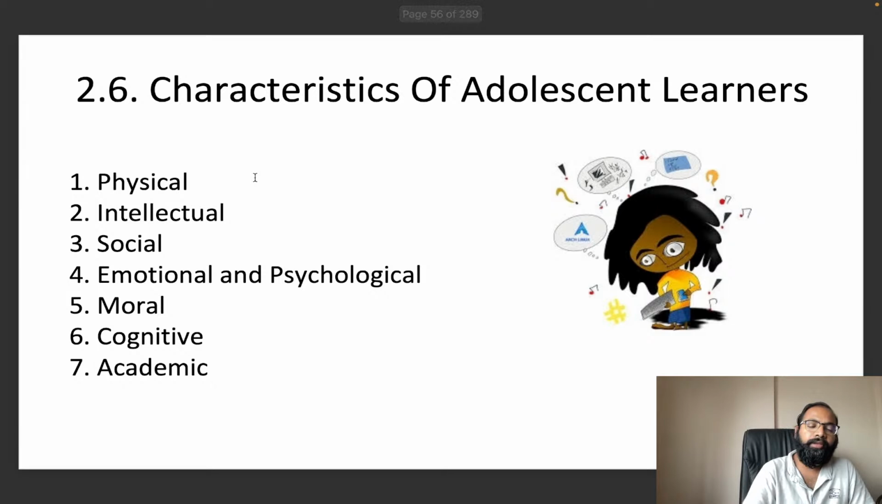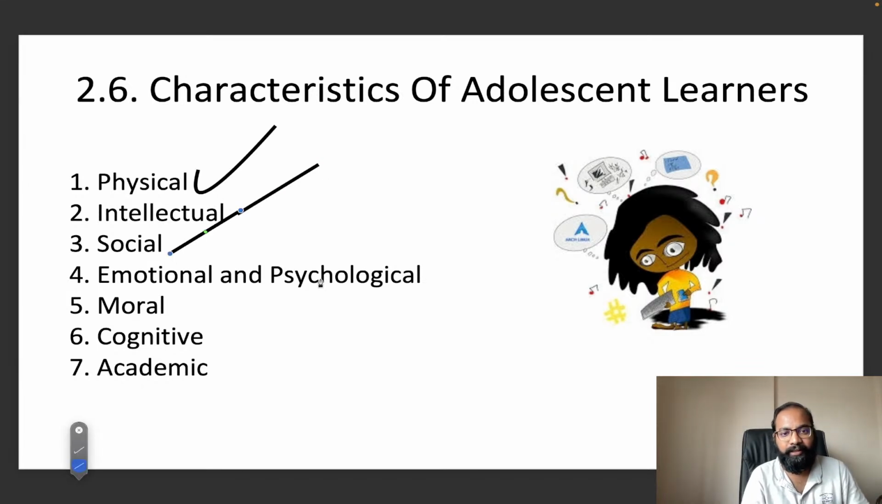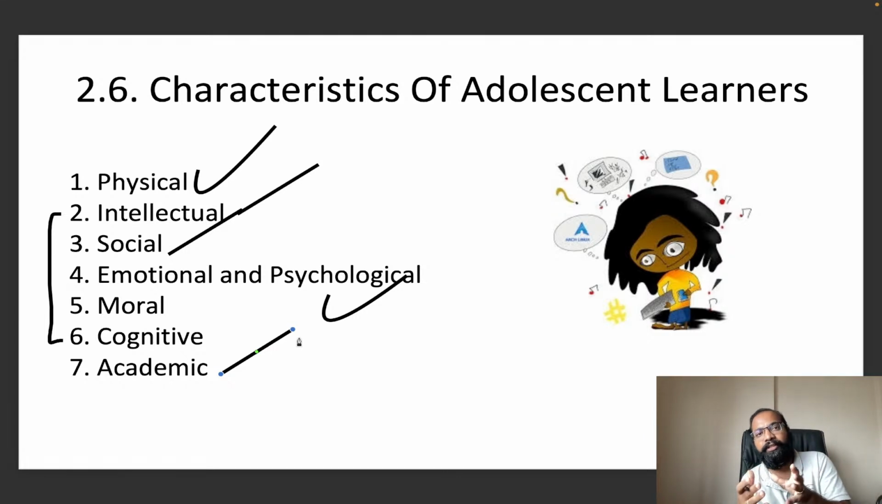Okay. Next, generally, the characteristics of adolescent learners with respect to physical aspects. Physically means their body, age, maturity, and all these things. With respect to IQ levels, with respect to social means the way of mingling with others. Emotional as well as psychological, morality, cognitive and intellectual, these are almost similar. And from the academic point of view, we can differentiate the different characteristics of the adolescent learners.